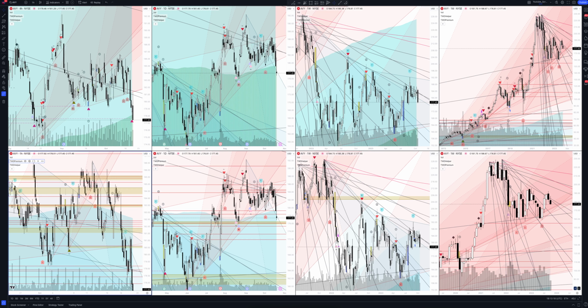Today we will take a look at Avery Dennison stock. Let's analyze the market situation and find out how you can make money on it. Let's start.